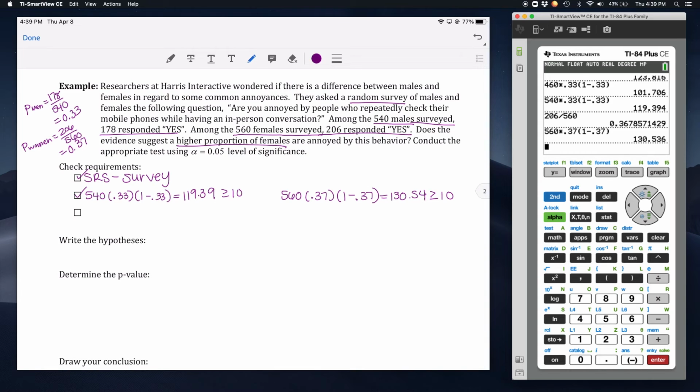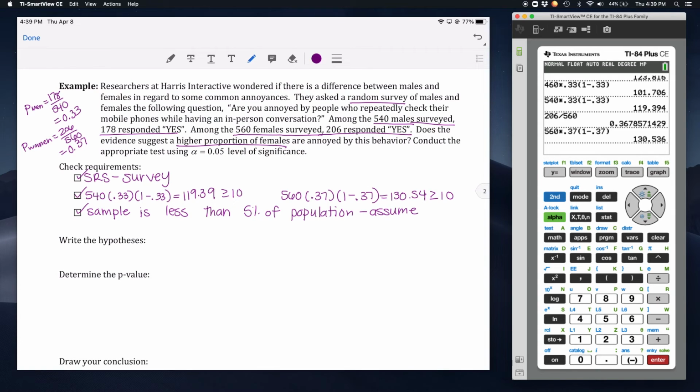Then the last one we have is the sample is less than 5% of the population. I'm gonna go with yes on that one. We're gonna kind of assume that's true. 500 people for each men and women definitely seems like less than 5%.